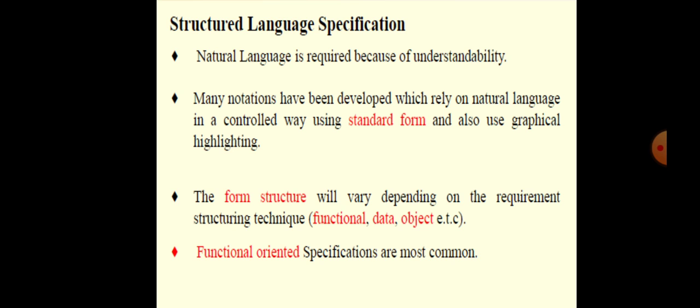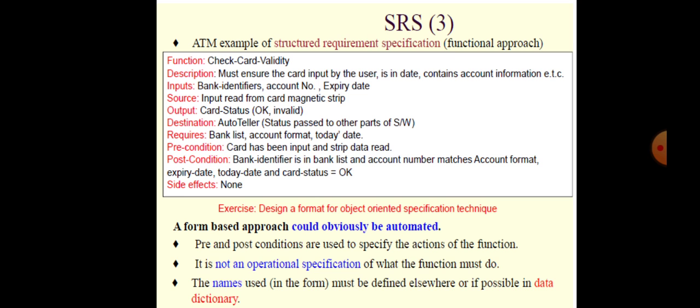Structured language specification. Natural language is required because of understandability. Many notations have been developed which rely on natural language in a controlled way using standard form and also use graphical highlighting. The form structure will vary depending on the requirement, structuring technique, functional, data, object, etc. Functional oriented specifications are most common. SRS ATM example of structured requirement specification, functional approach.